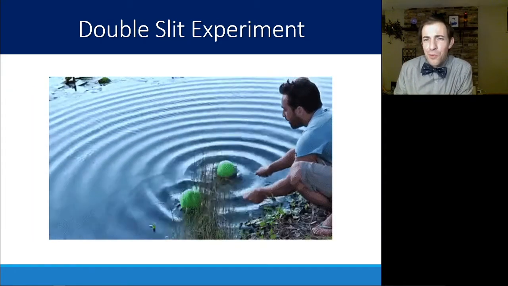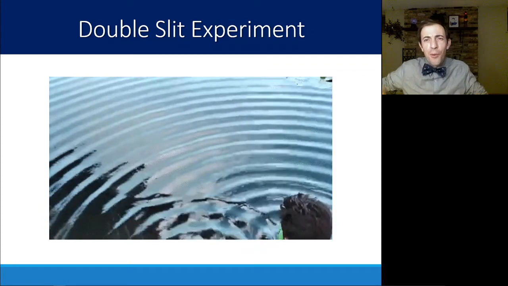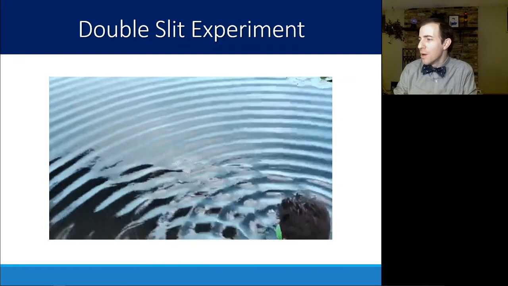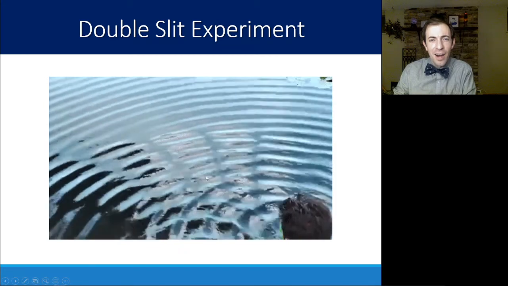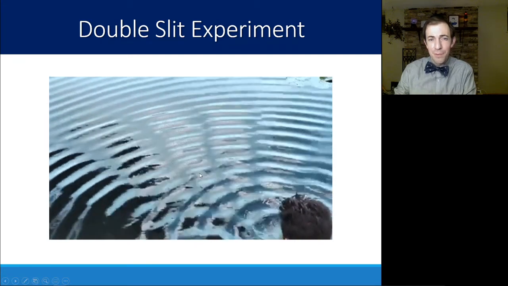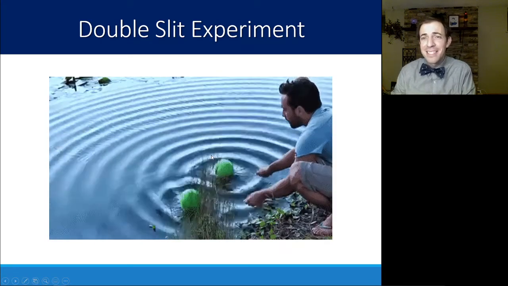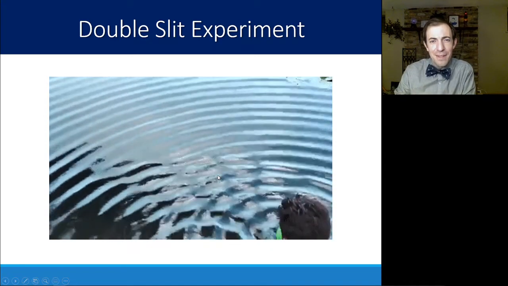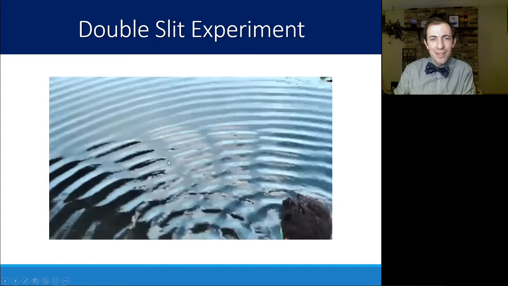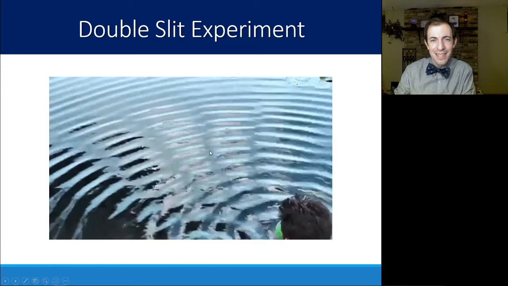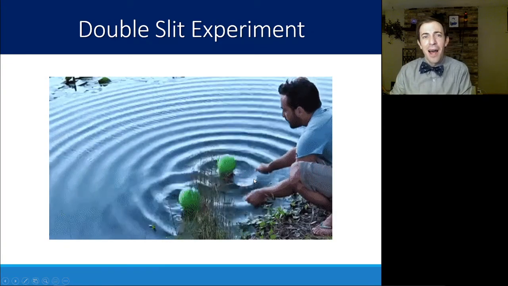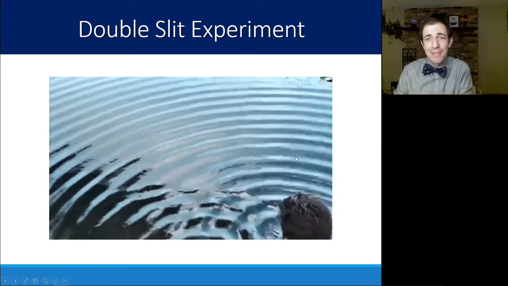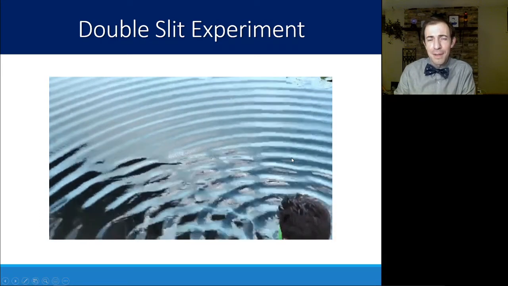We can see this in water waves as well. If you have 2 point sources creating ripples, we end up seeing areas that constructively interfere and the ripples get really large, and some areas that destructively interfere. I'll let this play out again. The destructive interference is kind of interesting. It looks like calm water in between these larger ripples. So it's a similar concept here as what we're seeing in the double slit experiment.